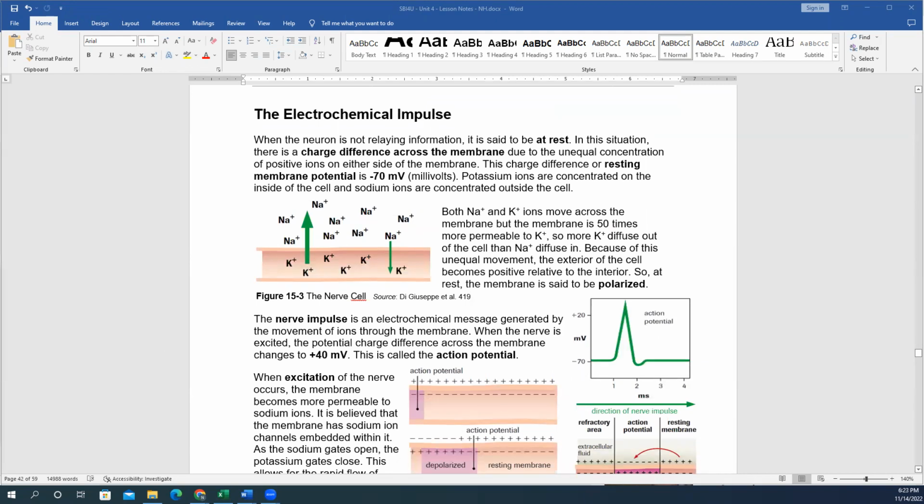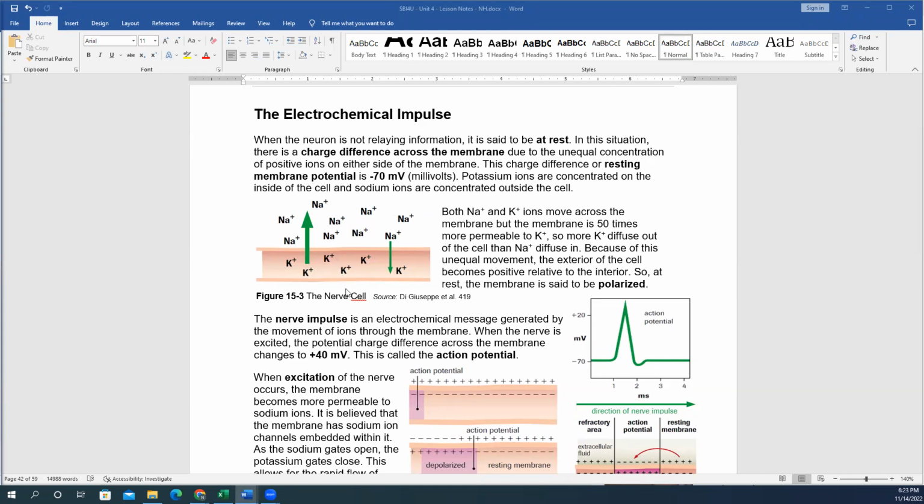Now let's discuss the electrochemical impulse. When the neuron is not firing and is not relaying information, it is said to be at rest. In this situation, there's a charge difference across the membrane.